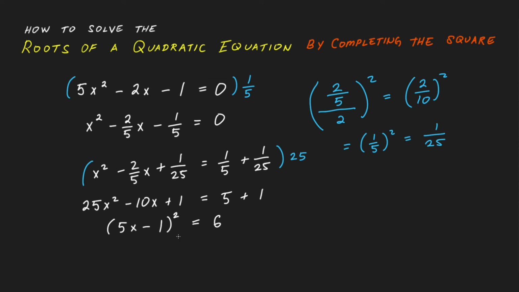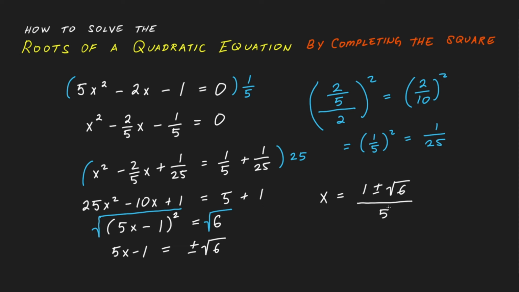Alright, so from here, we take the square root of both sides. So what do we get now? Here, we're going to get 5x minus 1 is equal to plus minus square root of 6. Alright, and from here, we can see that x is going to be equal to 1 plus minus square root of 6, all over 5. So here, you can write out the roots separately if you want, but here, I'm just going to write them together.